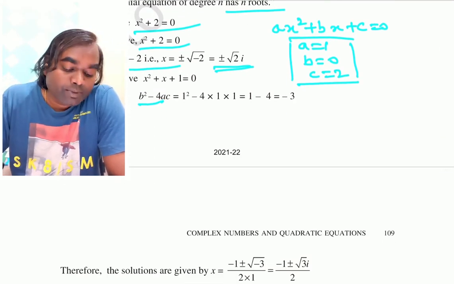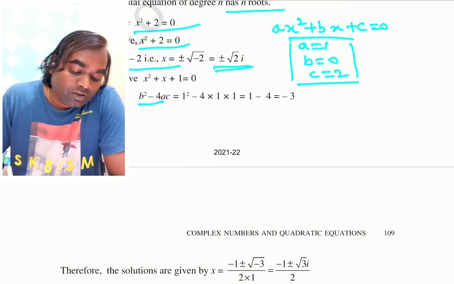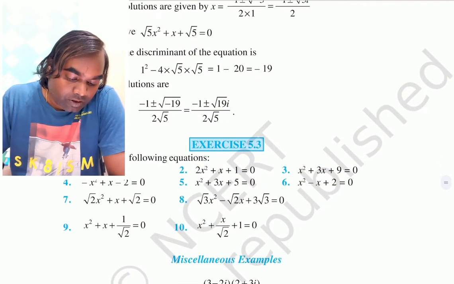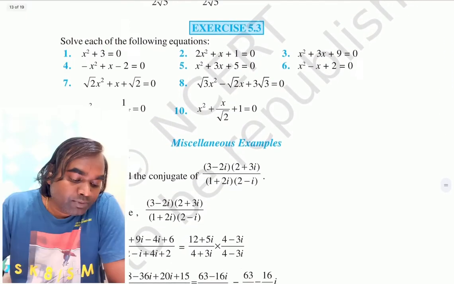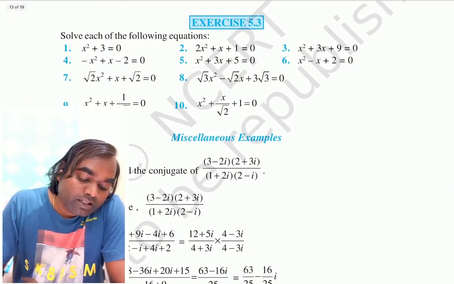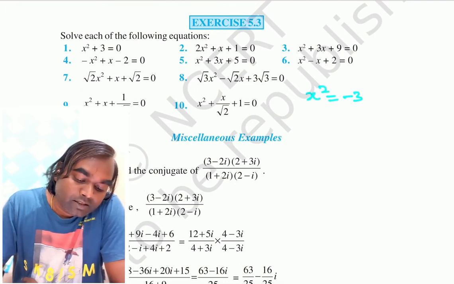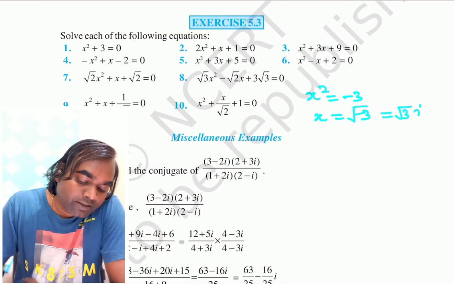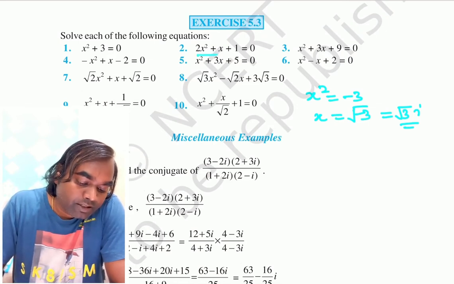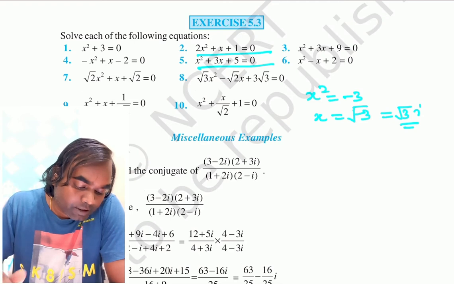Now solve x square plus x plus 1 is equal to 0. So you can utilize this formula. Exercise 5.3, solve each of the following equations. x square plus 3 is equal to 0. So x square is equal to minus 3. Therefore x is equal to square root of minus 3, that is equal to square root 3 i. Okay, we will take only the plus sign. Similarly, you can solve all these equations, no problem. Just practice it.